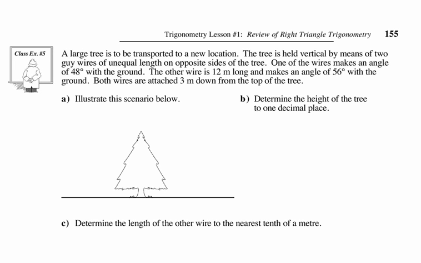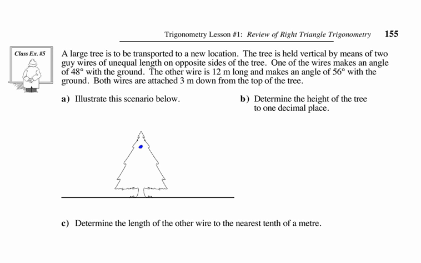Okay, one more example and then we're done this lesson. A large tree is to be transported to a new location. The tree is held vertically by means of two guy wires of unequal lengths on opposite sides of the tree. One of the wires makes an angle of 48 with the ground. The other wire is 12 meters long and makes an angle of 56 with the ground. Both wires are attached 3 meters down from the top of the tree.